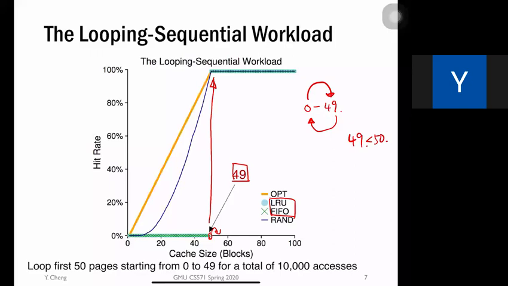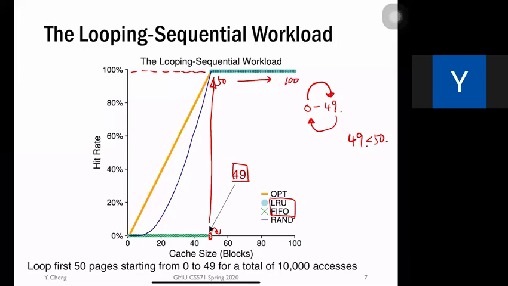This is because as long as you have a large enough cache, from 50 all the way to 100, you're able to cache the whole working set, which only consists of 50 pages. Remember, the workload characteristic is that it always loops through the very first 50 pages, so you're able to fully cache the whole working set of this workload. That is why we end up with the best performance for all of these four cache replacement policies.